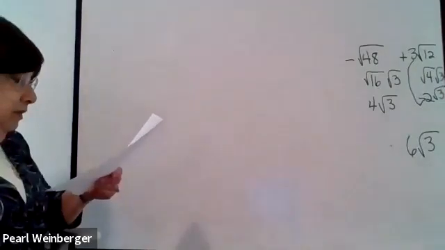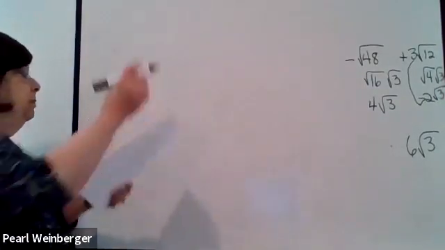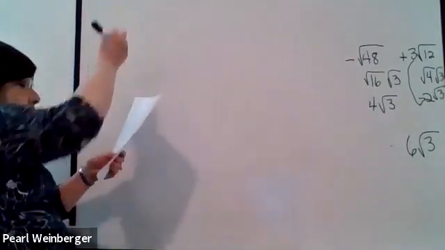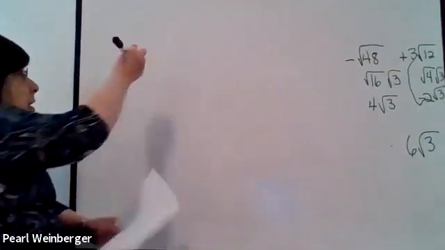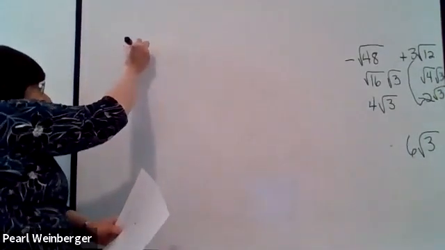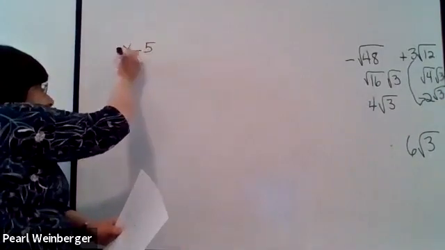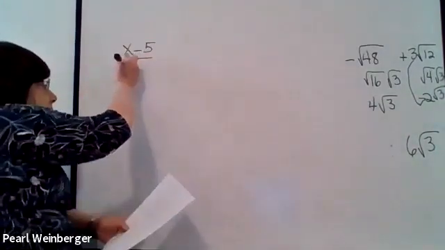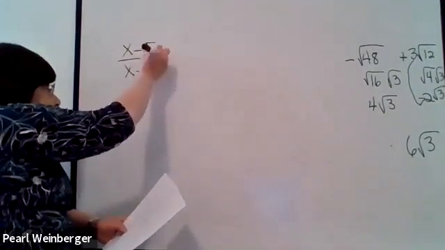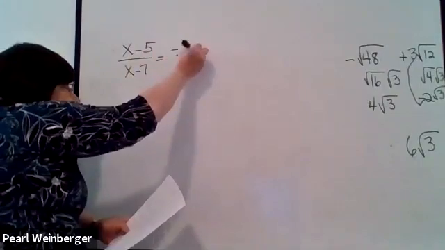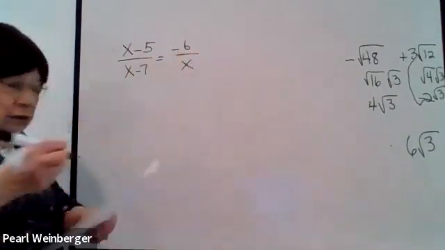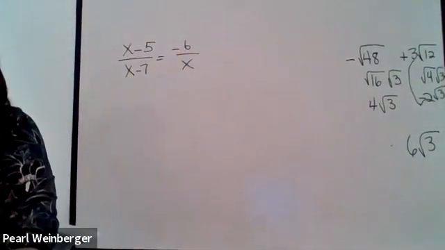What if I gave you this equation? Just do this one more. Suppose I gave you x minus 5 over x minus 7 equals negative 6 over x. What would you do with this one?